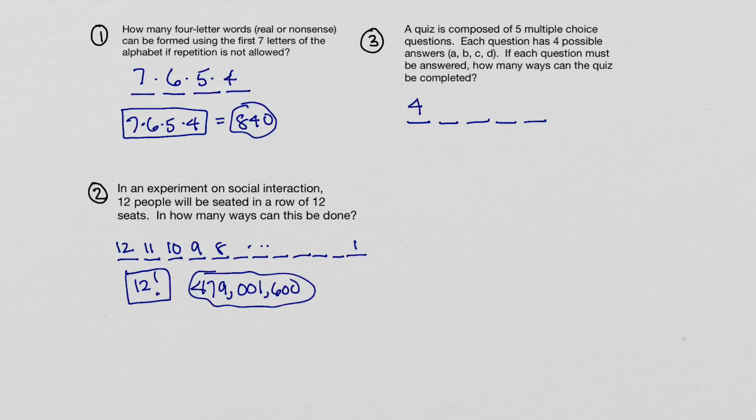And then you come to the second question. Well, there's still 4 ways to answer that one, right? A, B, C, or D. In fact, there's 4 ways to answer each one of these questions, so by the multiplication property, we're going to get 4 to the 5th. And that's okay, we can leave it like that, or if you actually multiply it out, that comes out to 1024.